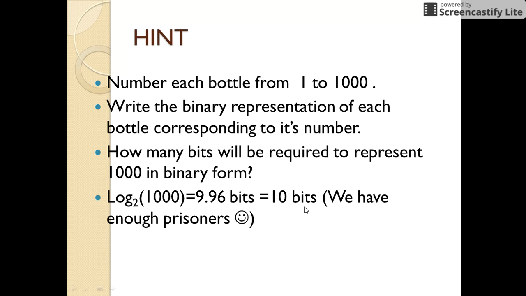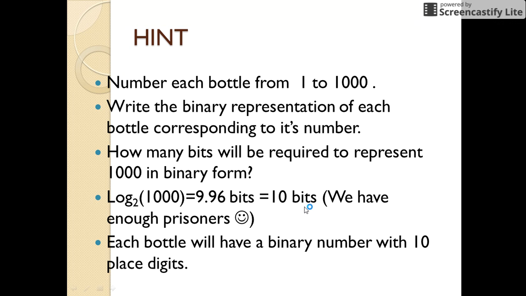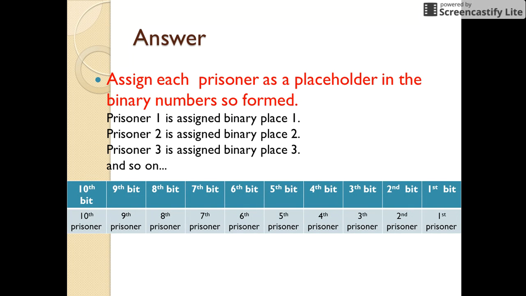So the king used his mind well when he said that he would require 10 prisoners to taste the wines from the bottles. Think on these lines to find out the poisoned bottle now. Remember, each bottle will have a binary number with 10 place digits. Let us see the solution.